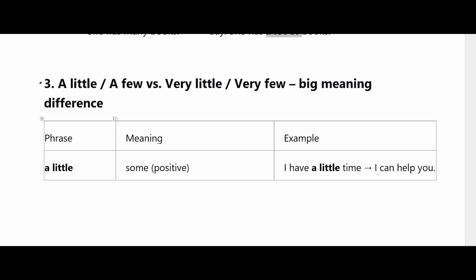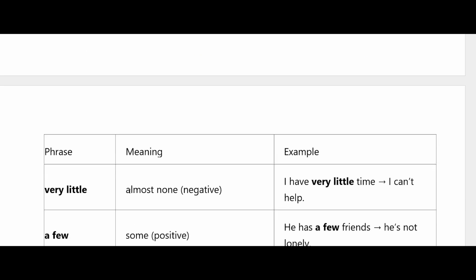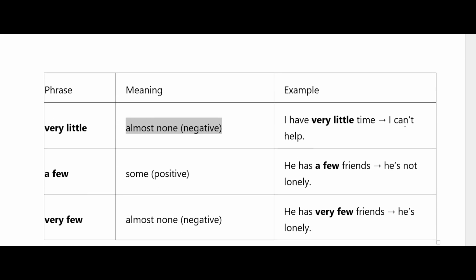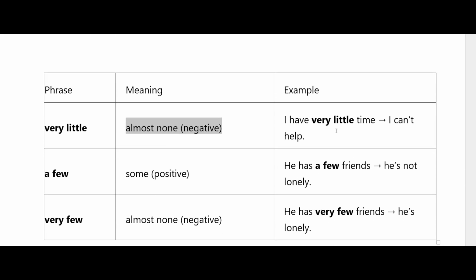Next, a little, a few versus very little, very few, big meaning difference. Let's start with a little. It means some. Positive. I have a little time, I can help you. So I have some time. But very little, almost none, negative. I have very little time, I can't help. So no time. You see, a little time, positive. Very little time, kind of negative, don't have it.